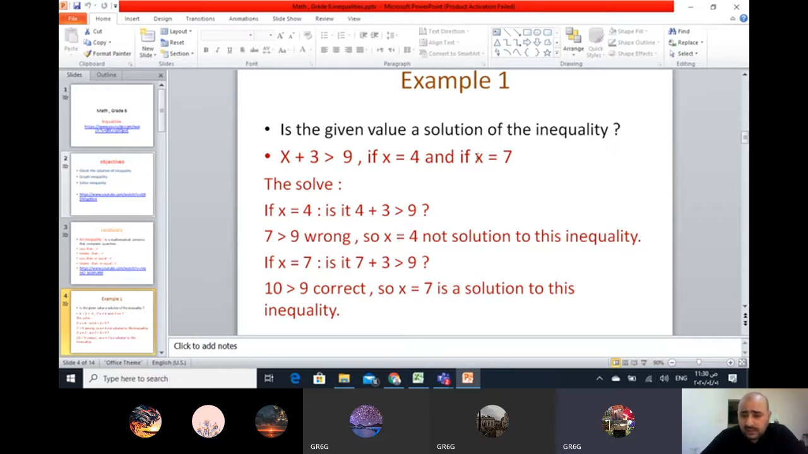But in the second case, when we have x equals 7, substitute in the same inequality, we have 7 plus 3 greater than 9. At this moment, I don't know if it is true or not, so put a question mark here, then check. 3 plus 7 will be 10. Now 10 is greater than 9. This is correct. That means this solution x equals 7 makes the inequality true. It means x equals 7 is the solution to this inequality. Okay?